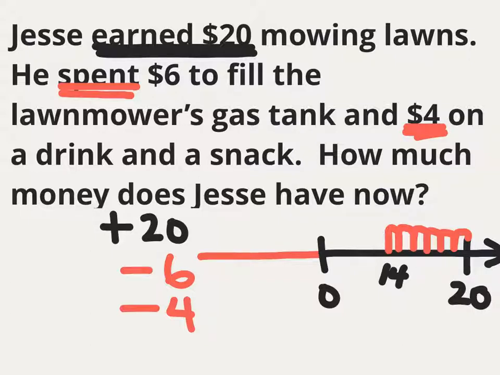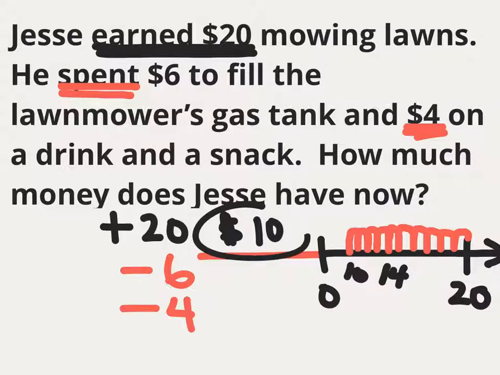And then he spent another 4. I would be going left 4 more times. 13, 12, 11, 10. How much money does Jesse have left? Jesse has $10.